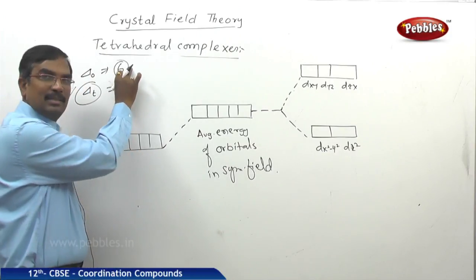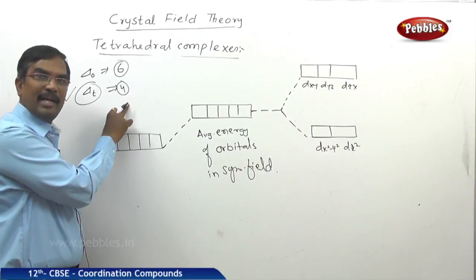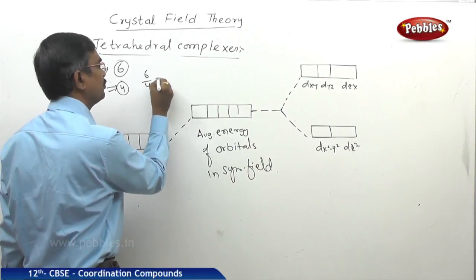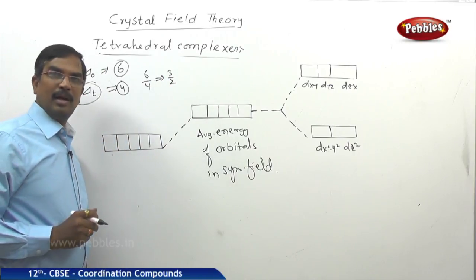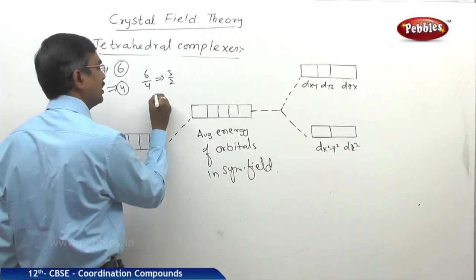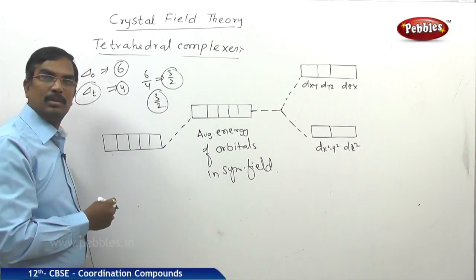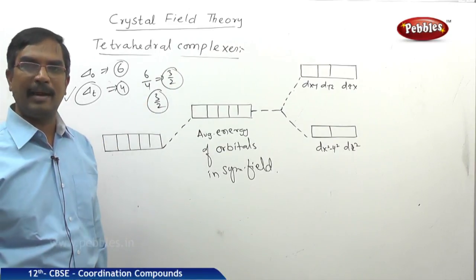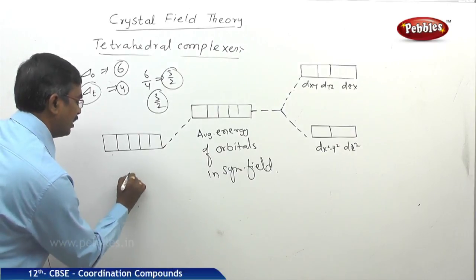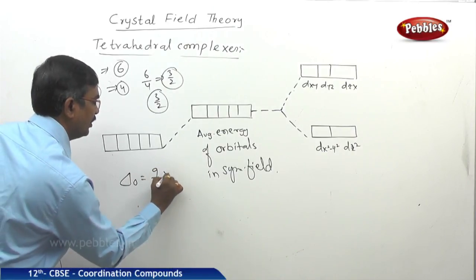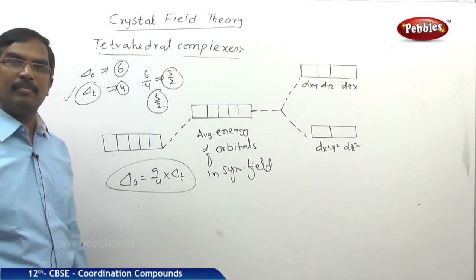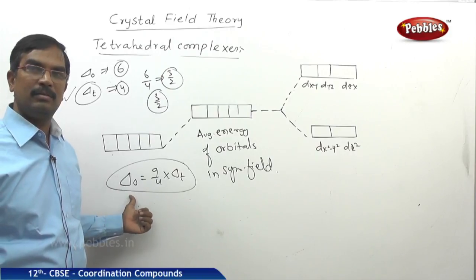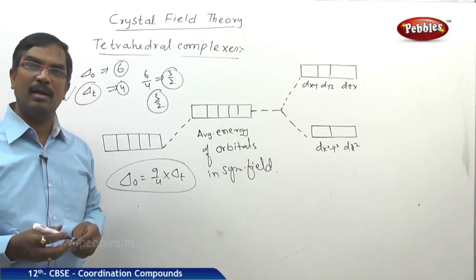So here we have 6 ligands, and here only 4 ligands. So the difference is 6 by 4, simply 3 by 2. And due to only 4 ligands, we see here again another 3 by 2. So multiply these two, that is 9 by 4. That's why here delta O is nothing but 9 by 4 into delta T. Which is higher here? Delta O is higher. That's how we can see it in the case of the tetrahedral complexes.